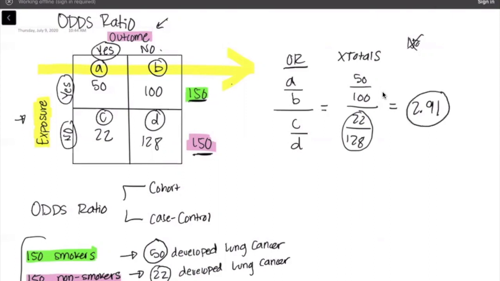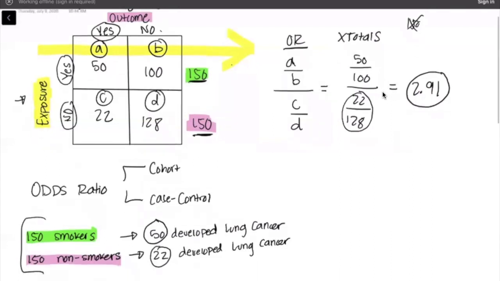Now, keep in mind that I did make up these numbers and that this isn't data that you could then go apply or tell a patient or anything like that, but this is just a number that I used for example's sake. So my odds ratio is 2.91.